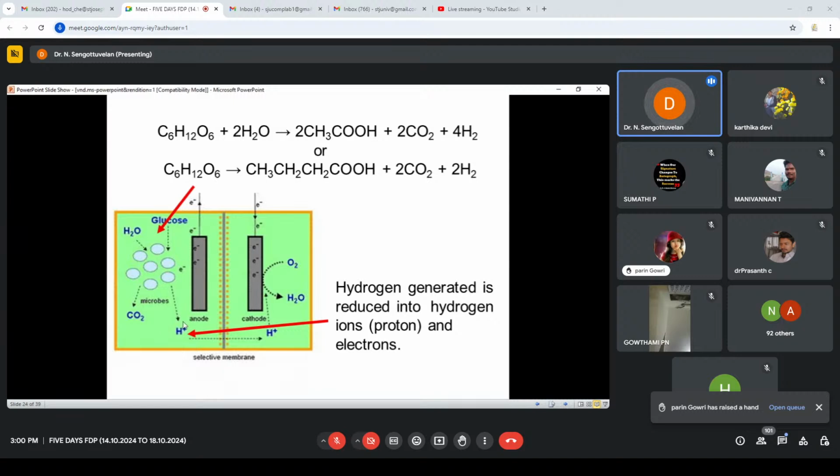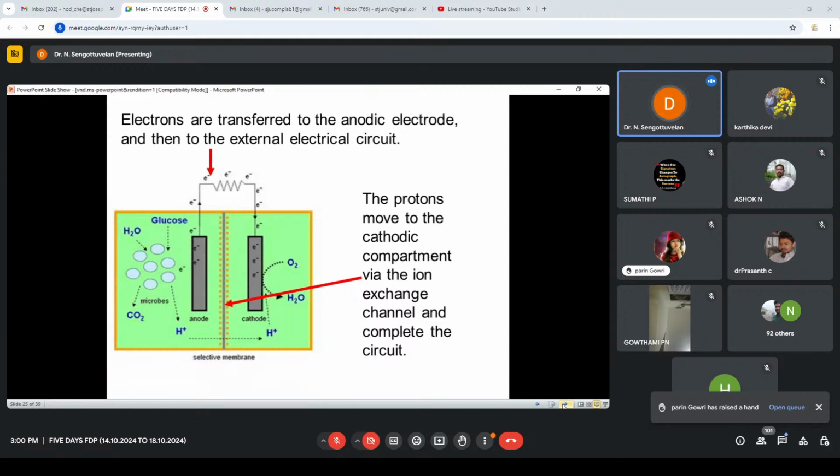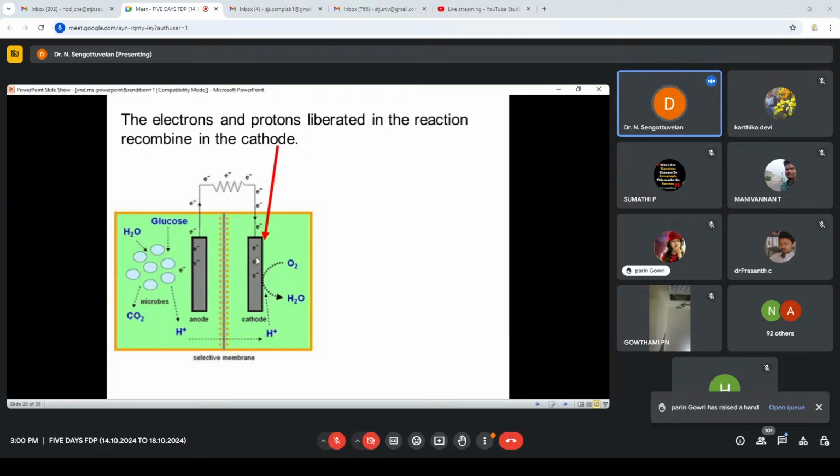So the H plus ion, which is generated at the anode, is trapped and moved towards the cathode, where the cathode gains electron and it gets converted into water. So this is the way in which the electron transfer happens. There is a flow of electrons, which is said to be the generation of electrical power. So protons move towards the cathode. Everything I have said, the electrons and the protons taken by the electron get converted into hydrogen and water.